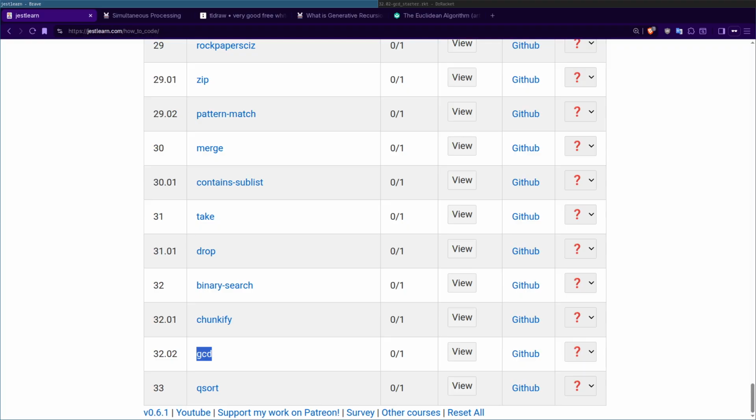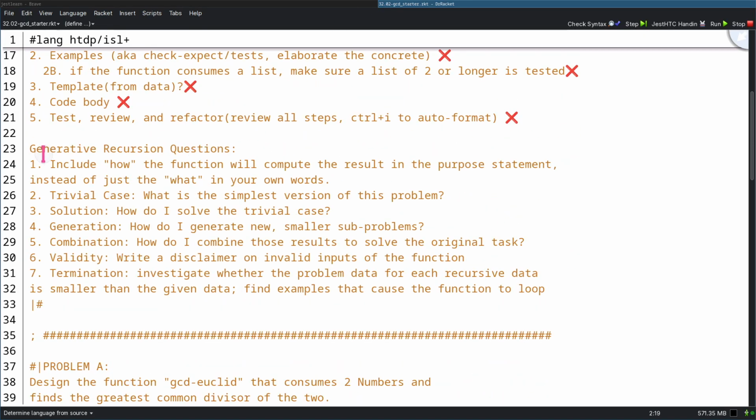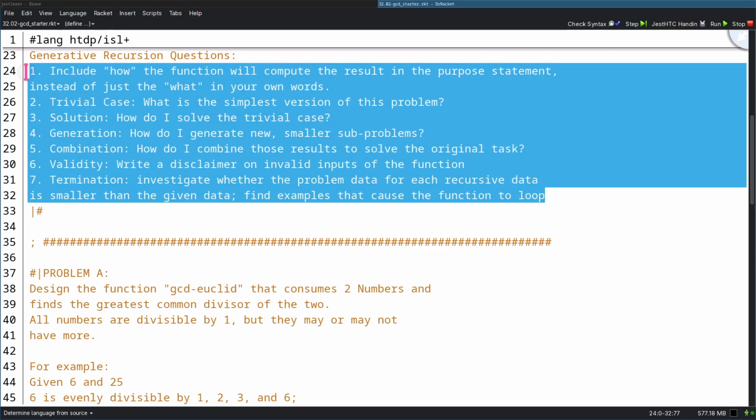In this video, we are going to do problem number 32.02, GCD. All right, so I have it downloaded and opened up in Racket. So let's just go down here. This is going to be a generative recursion problem, so I recommend you try to answer these questions while you do the problem.